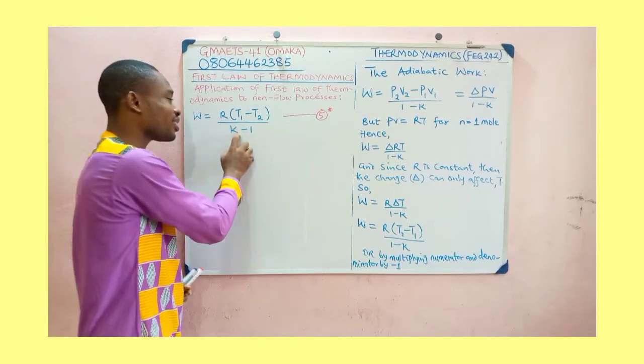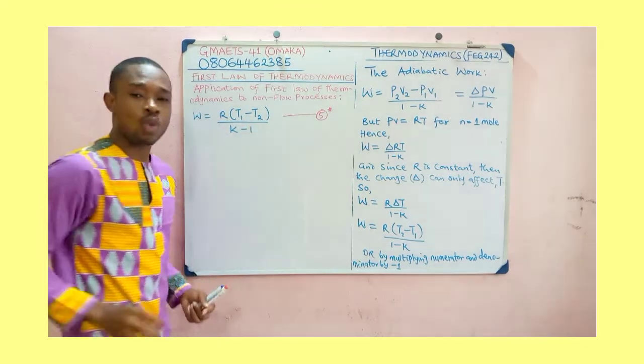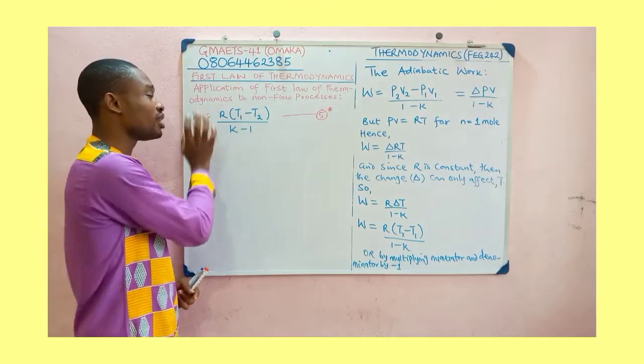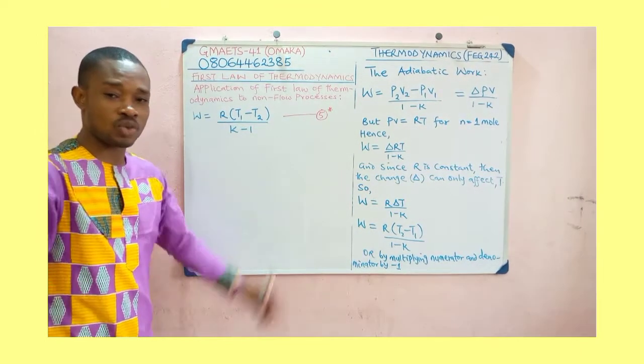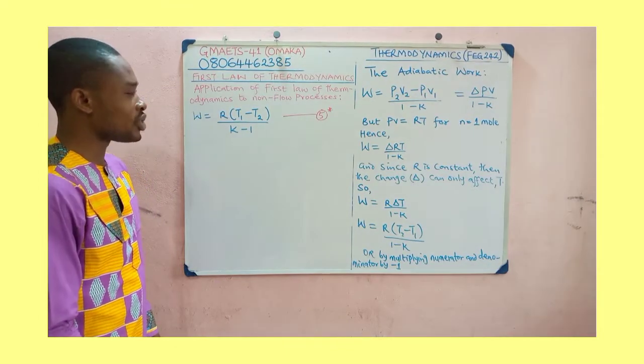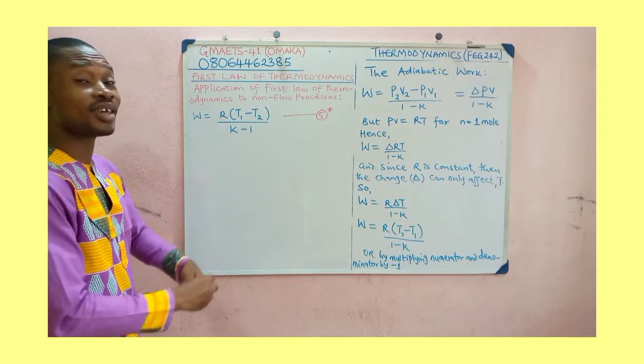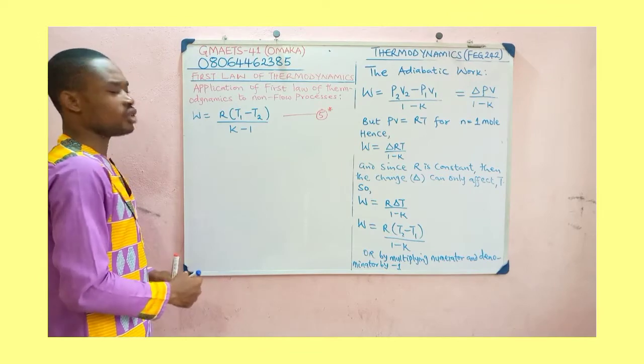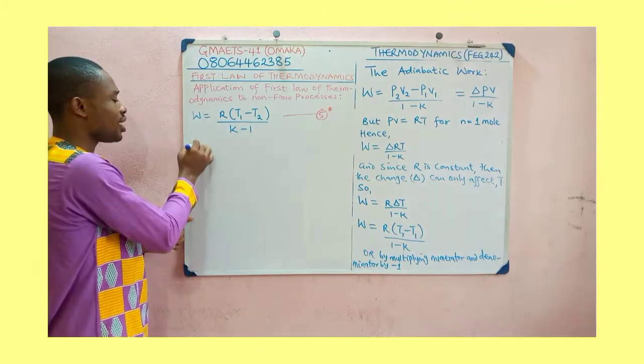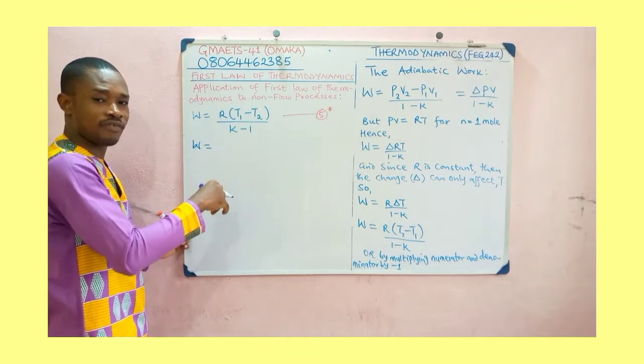Take note that K is not expected to be 1, because if it is 1, then it means that the work will become what? Infinite work. Okay, now let's move on and see if there is another format we can get this equation. Very interesting. You recall that our K is equal to Cp over Cv, is that not so?